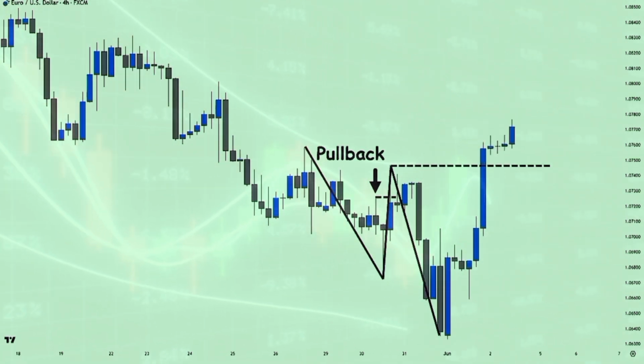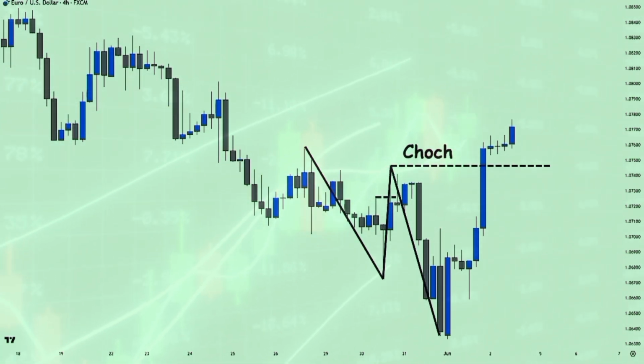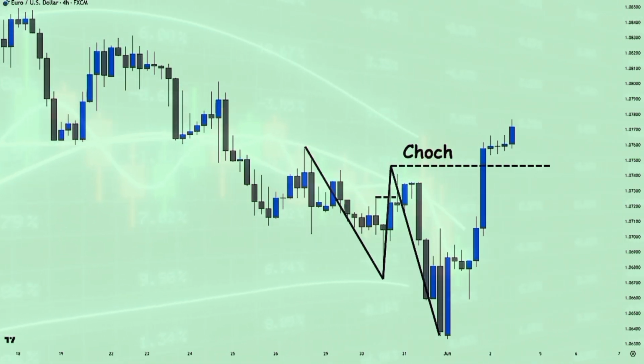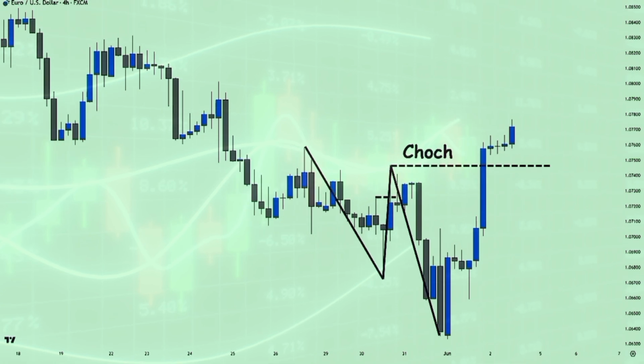So let's see what the market does now that we have a break and close above the latest lower high. Market sentiment changes to bullish. Our higher time frame shows that after a long period, the downtrend is over and a possible reversal is coming.